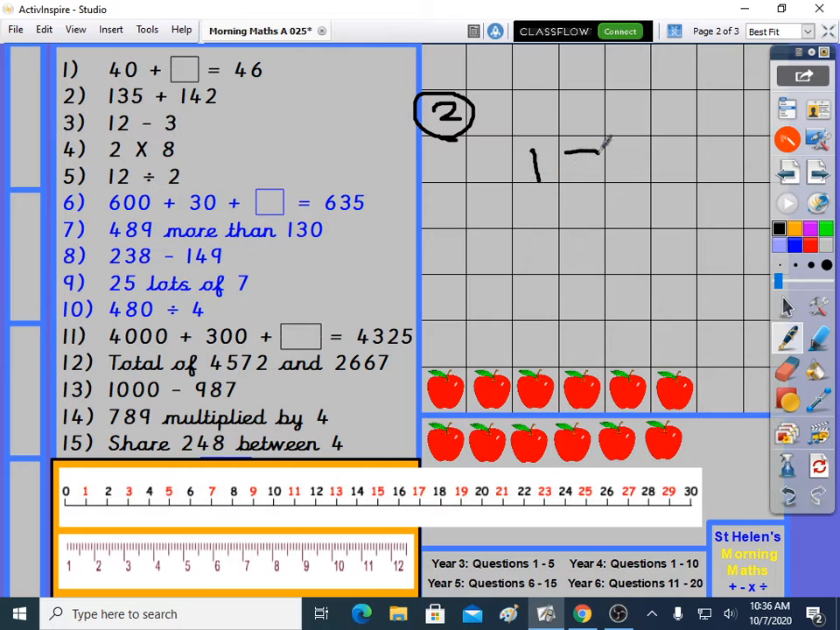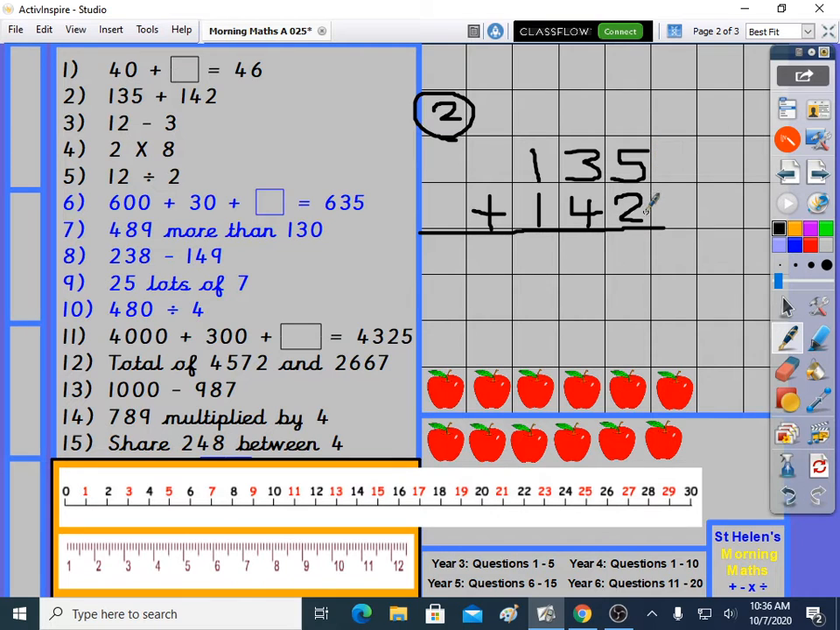So 135 plus 142. So when you do your column addition, of course you line up your numbers down the right side like this. Make sure they're lined up down the right. In addition, it doesn't actually matter which number goes on the top. So you could put 142 on the top if you want. We'll still get the same answer if we do it correctly.